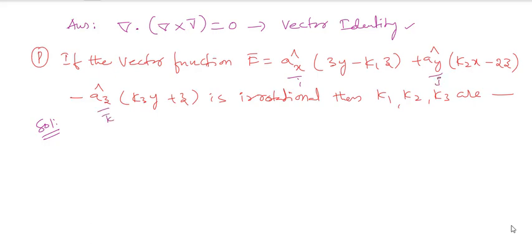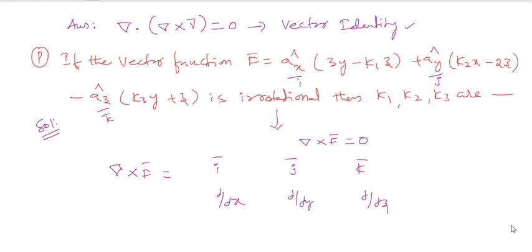So based upon that, if it is irrotational, what does that mean? Curl. So del cross F bar is equivalent to 0. Calculate del cross F bar here: I bar, J bar, K bar determinant with dou by dou x, dou by dou y, dou by dou z. Your entries will be 3y minus K1 z, next K2 x minus 2z, next K3 y plus z. You have to make this equivalent to 0.